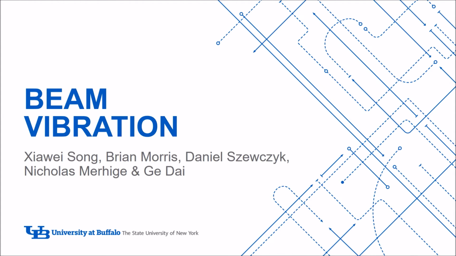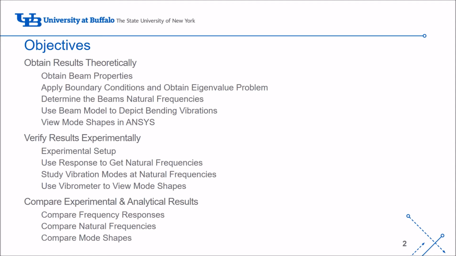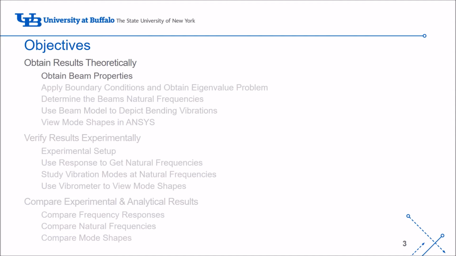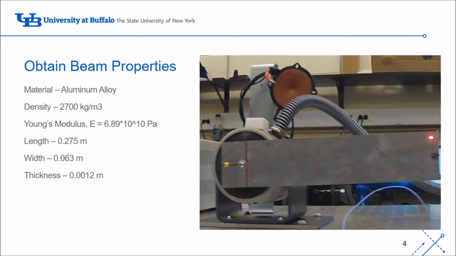The three main objectives for this experiment were to obtain results theoretically, then verify results experimentally, and finally compare experimental and analytical results. The beam properties were obtained at the Sound and Vibrations Lab in 1017 Furnace Hall.